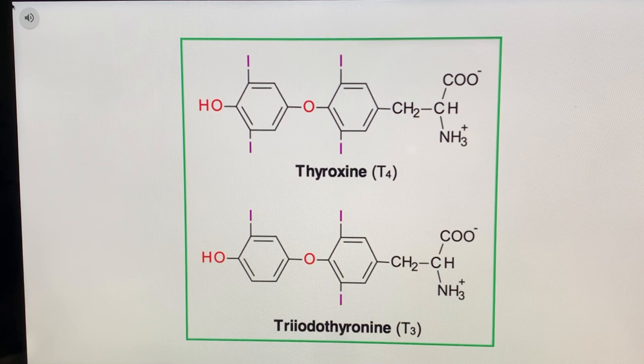Here we have the chemical structure of thyroid hormones. Tetraiodothyronine, which is known as T4, and triiodothyronine, known as T3. As you can see, the capital letter I in purple represents one iodine molecule. T3 has 3 of them, and T4 has 4.